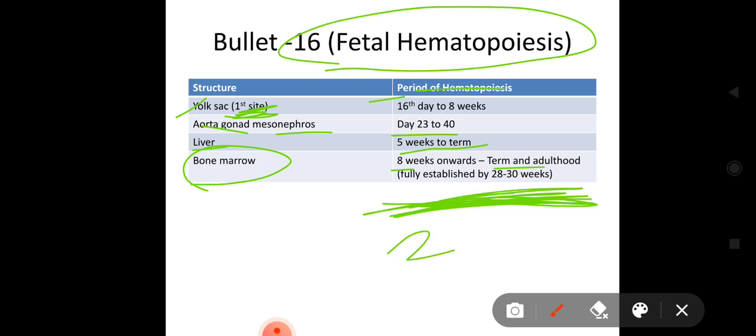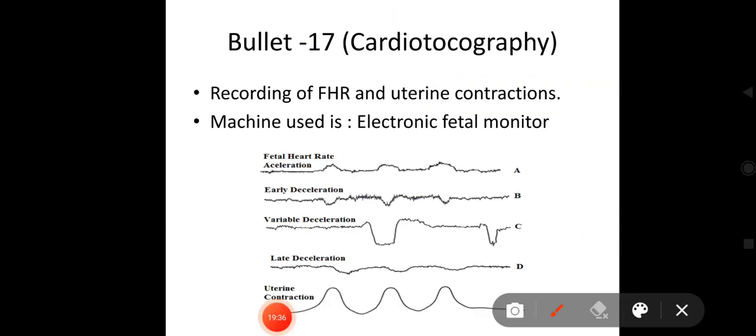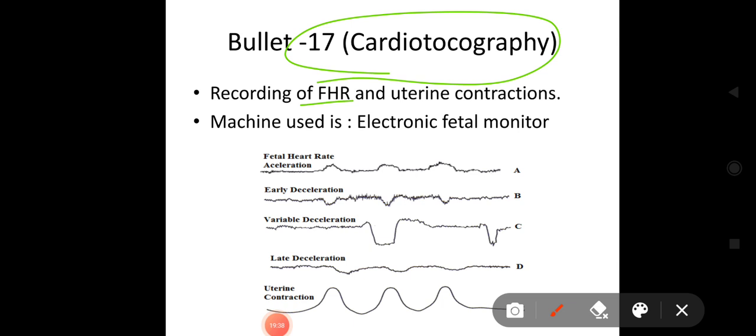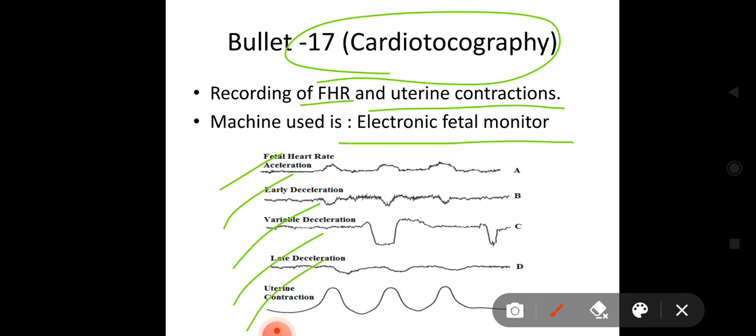So 28 to 30 weeks is important; bone marrow hematopoiesis is established by 28 to 30 weeks. Now cardiotocography: recording of fetal heart rate and uterine contractions. The machine used is the electronic fetal monitor. Now fetal heart rate decelerations: early deceleration, variable deceleration, late deceleration, and uterine contractions.